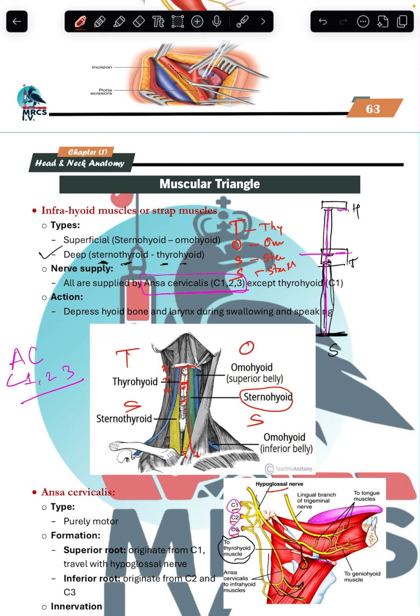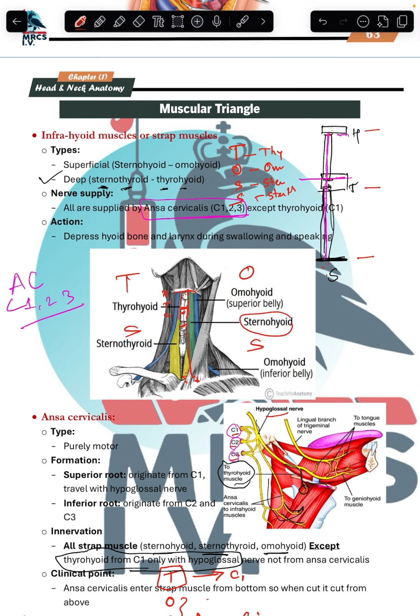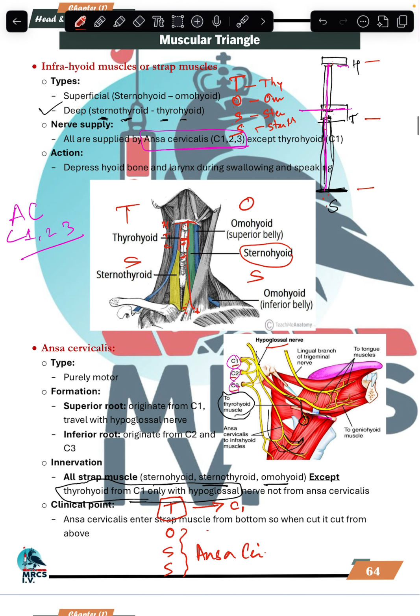Superficial are sternohyoid and omohyoid, and deep are sternothyroid and thyrohyoid. You can see this is the hyoid bone, this is the thyroid cartilage, and this is the sternum. Nerve supply: all the muscles are supplied by the ansa cervicalis except thyrohyoid, which is supplied by C1 along with the hypoglossal nerve. The infrahyoid muscles depress the hyoid bone during swallowing.